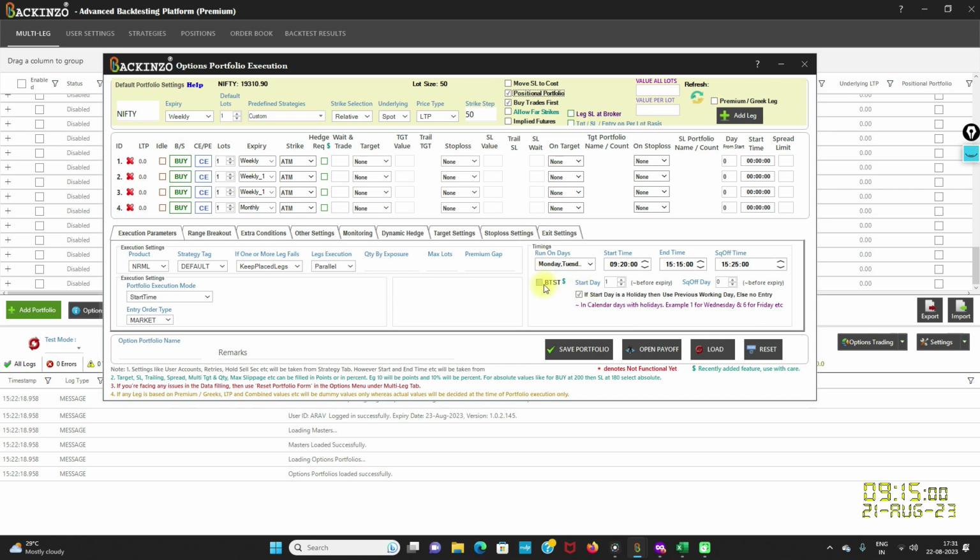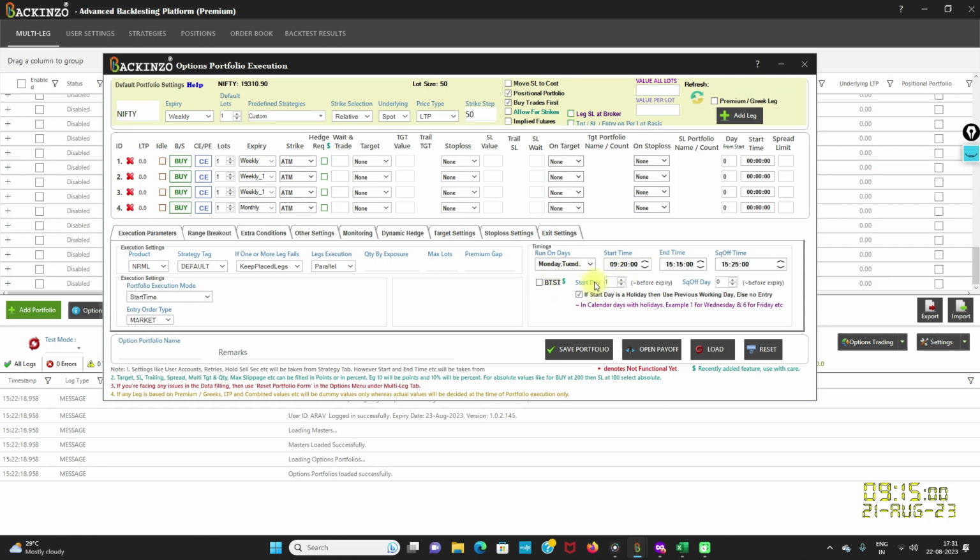Now coming to this field, that is BTST, keep it unticked for the positional portfolio. Suppose you want to backtest a positional portfolio, then you just have to untick this. And the moment you want to backtest BTST strategies, just tick this. And there you have to configure the gap days. For the time being, I'm just unticking it.